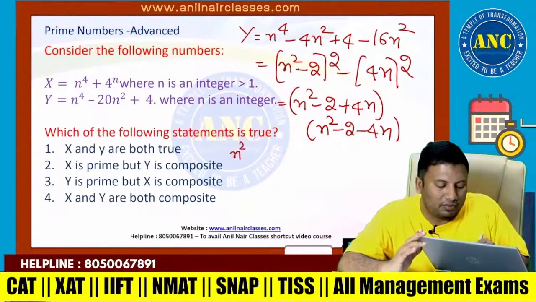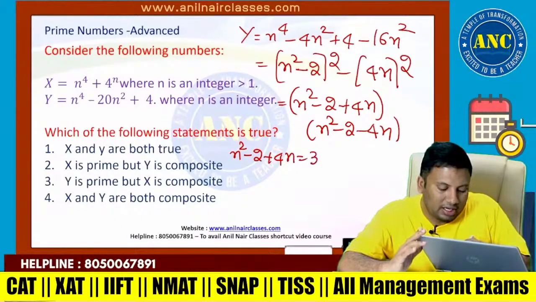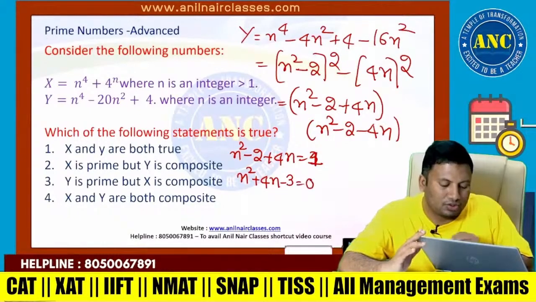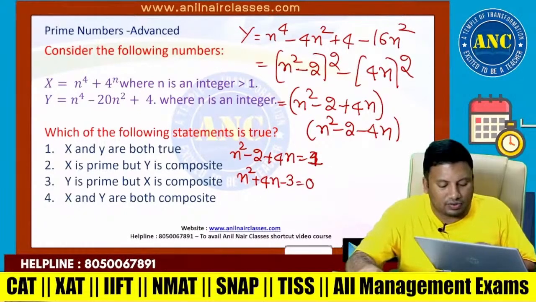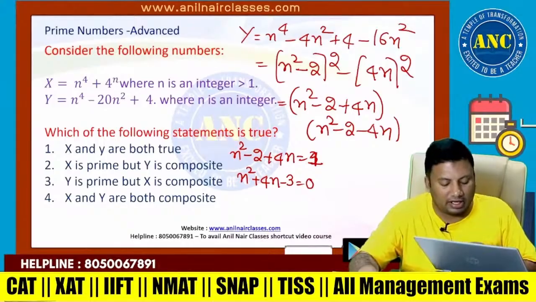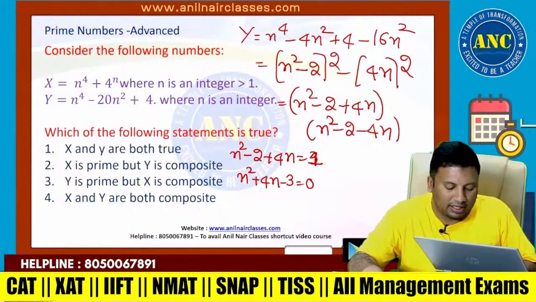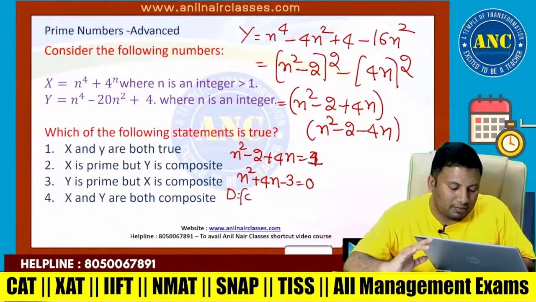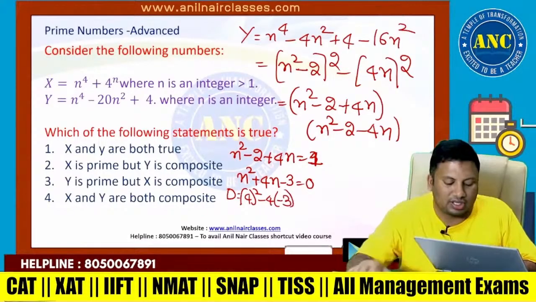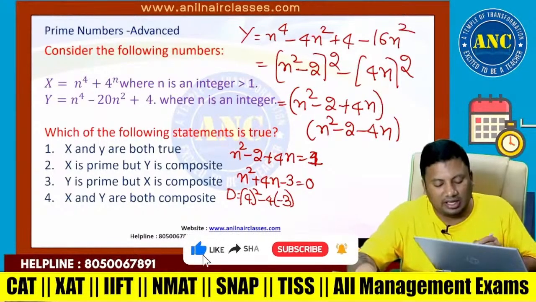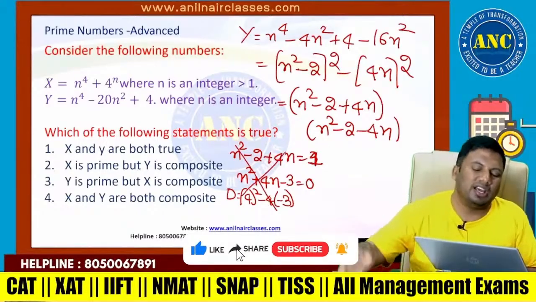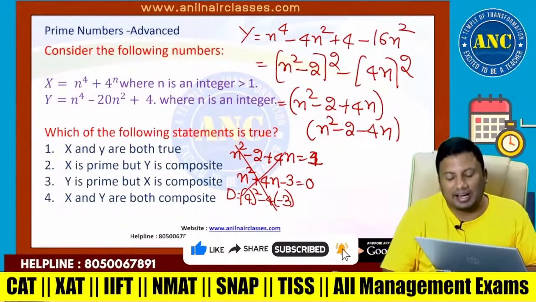One of them should be 1, for the number to be a prime number. So n square plus 4n minus 3 equivalent to 0. The discriminant D is b square minus 4ac, which is minus 4 into 1 into minus 3, 16 plus 12, 28. D is not a perfect square, it is an irrational number.